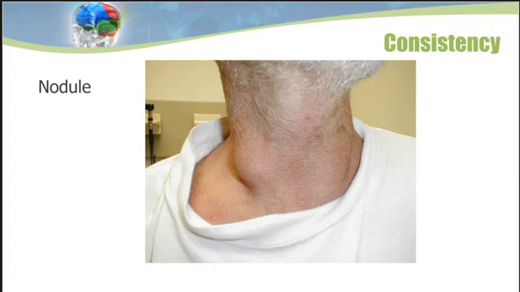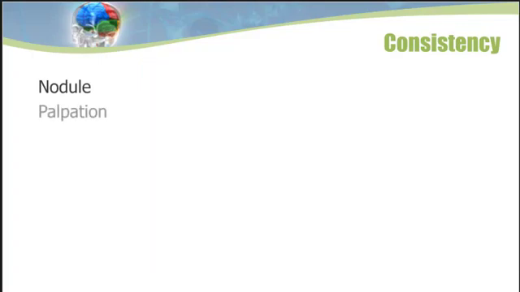Now, I want to point out the obvious here. This is a nodule which is much larger than 1 centimeter. So I don't necessarily agree with the textbook size description on this one. But for testing purposes, if there's a question about nodule size, just select 1 centimeter. Now, along with consistency comes the word palpation. Palpation is the term used to describe a lesion when you're feeling it with your fingers, so it's palpable. Now, when describing palpation, we can use terms such as soft, firm, semi-firm, and fluid-filled.